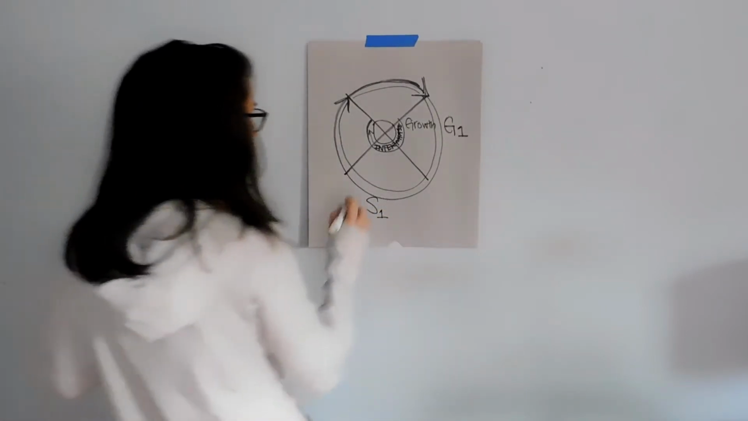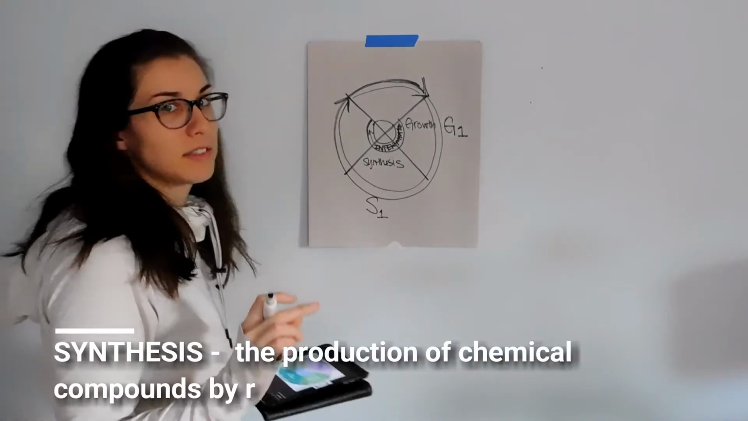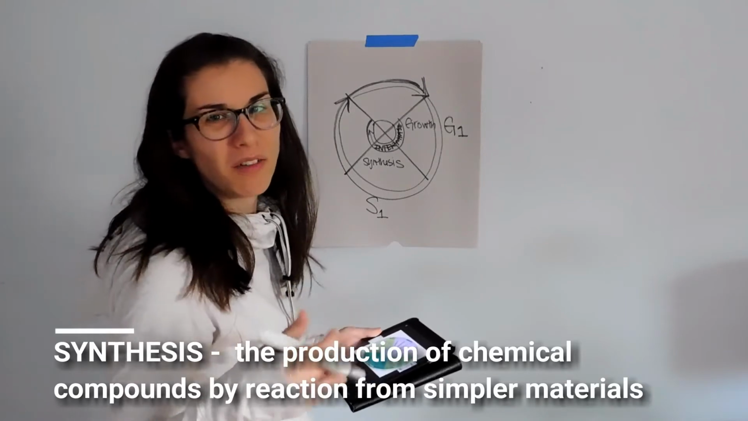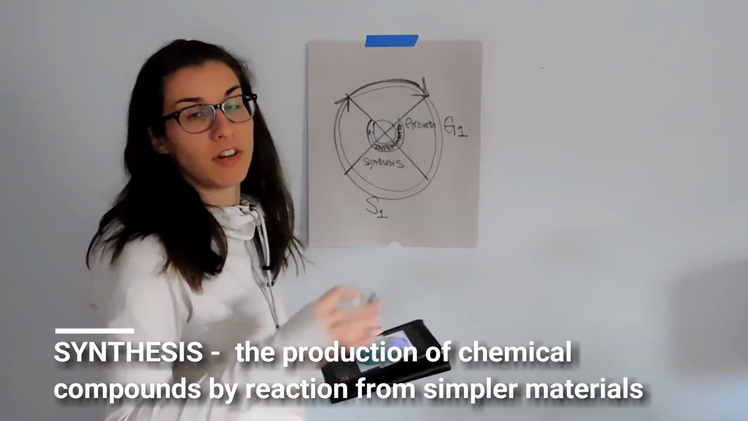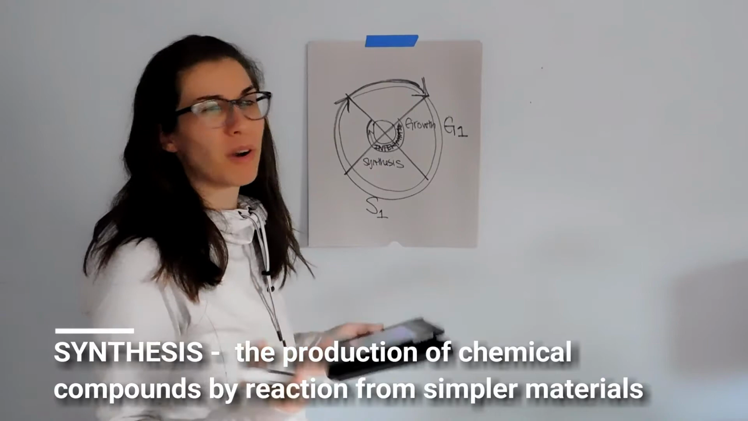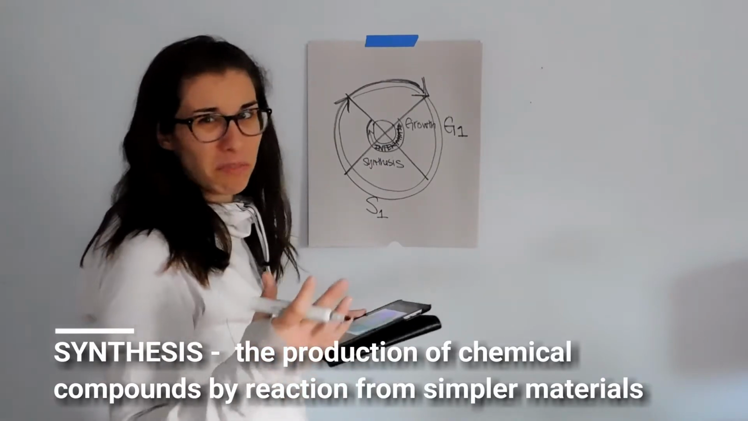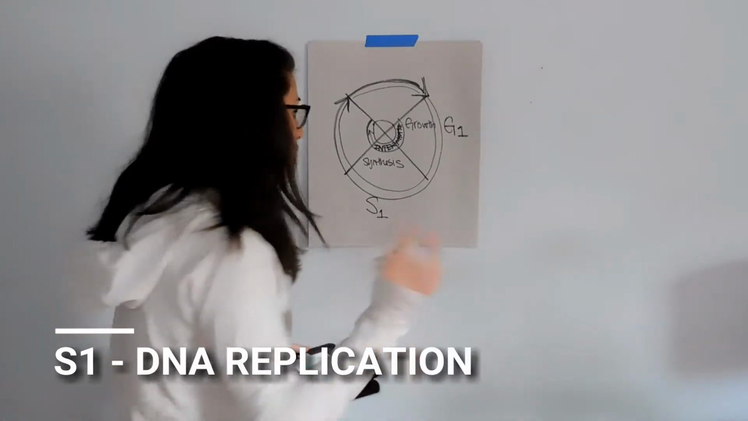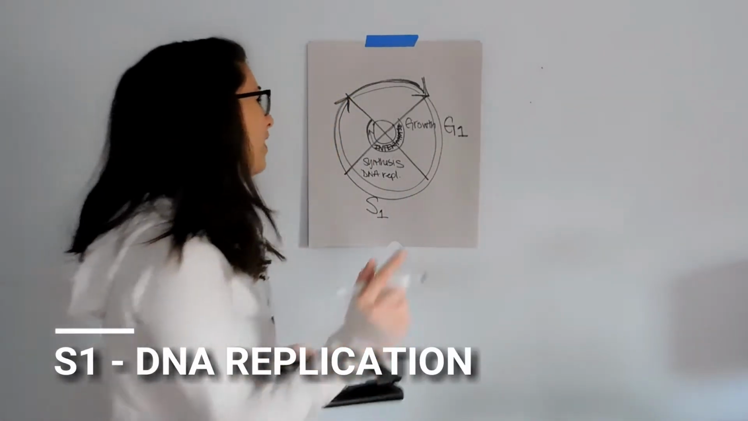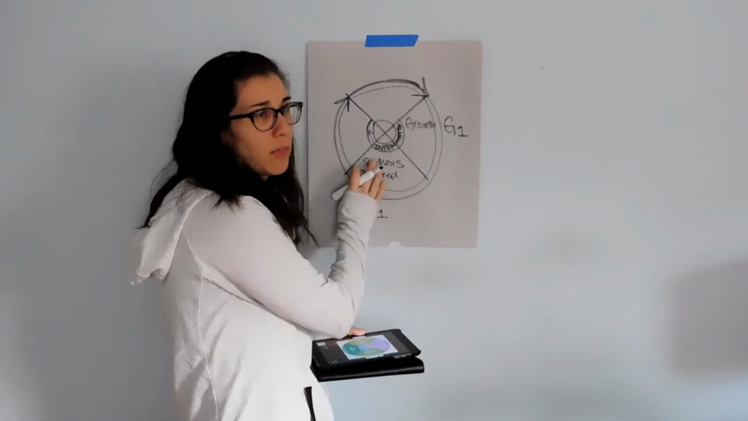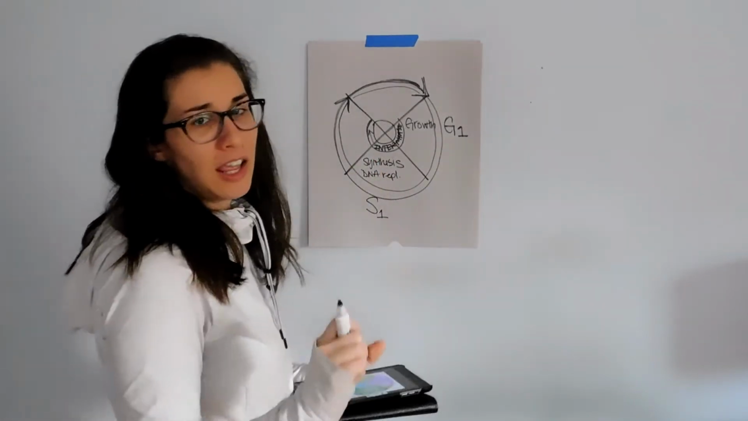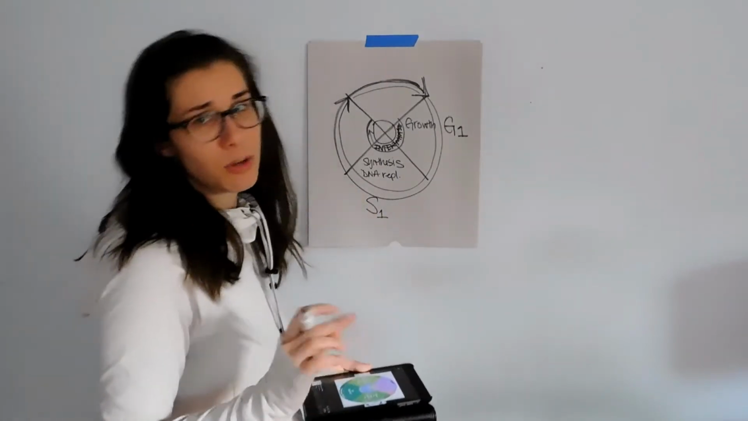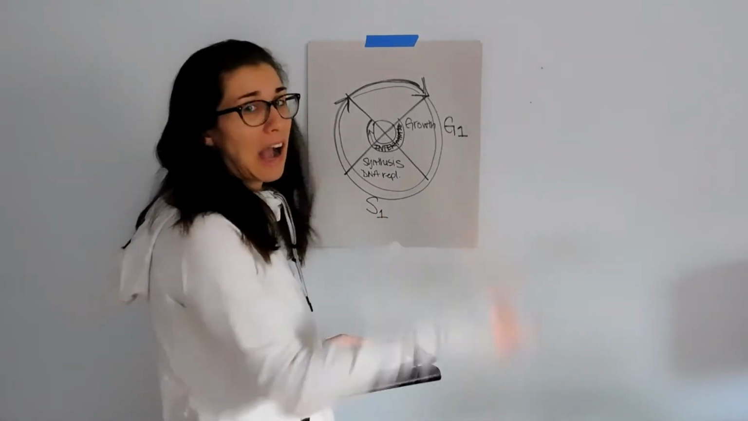S1, synthesis. Synthesis is essentially the creation of something. I know that isn't the exact definition, but either way, that's how I remember it. They're beginning to create something. With synthesis, it is all DNA replication. Now, DNA replication, what these skin cells, epithelial cells, are doing is in their cells, they are taking the DNA needed to make new skin cells, and they're making copies.